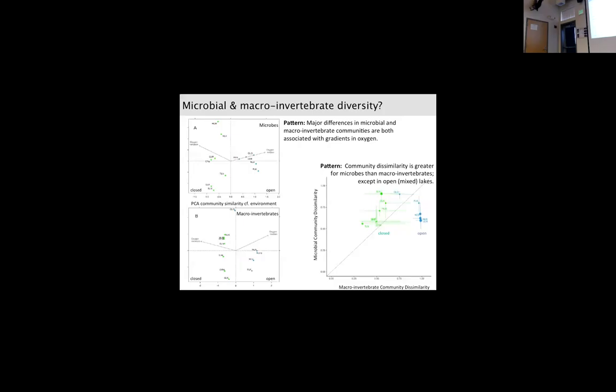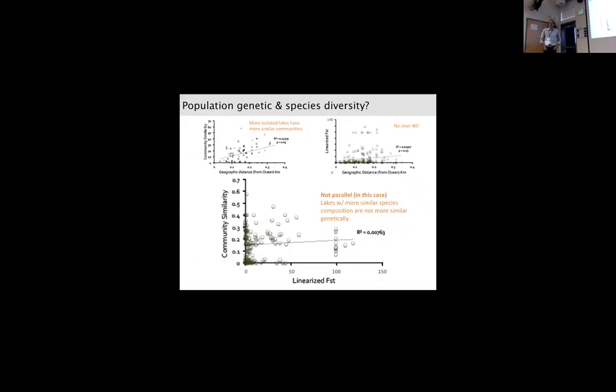Now, if we look at patterns of beta diversity, then this is essentially what's on one line. Patterns would be highly similar, highly dissimilar. And we can see that there's a slight inequality in these things. Right? So generally, microbial communities seem less similar than macroinvertebrate communities, and more open systems tend to be more dissimilar for macroinvertebrates than for microbes.